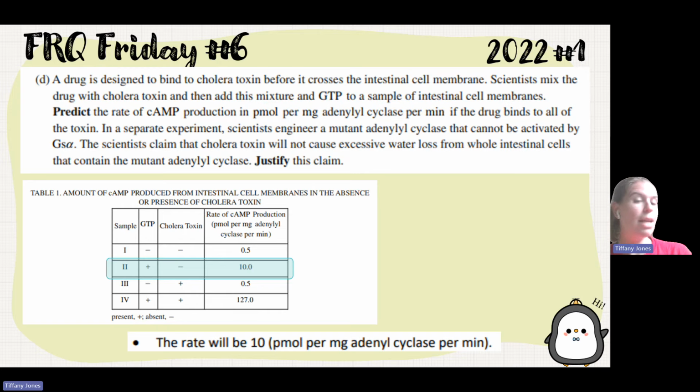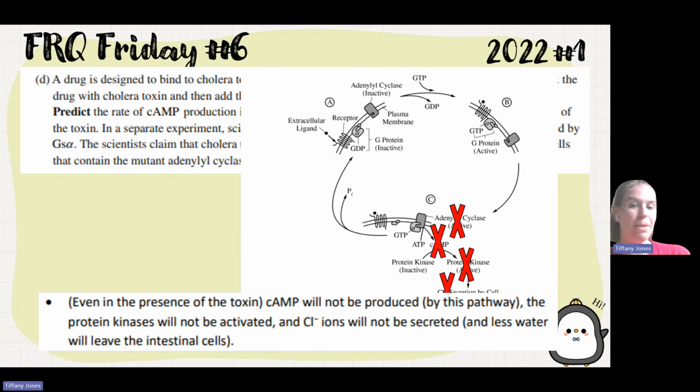activated by the G protein. The scientists claim that the cholera toxin will not cause excessive water loss from whole intestinal cells that contain that mutant adenylyl cyclase, and we need to justify. So let's go back to our diagram. They're saying that the adenylyl cyclase is mutated.